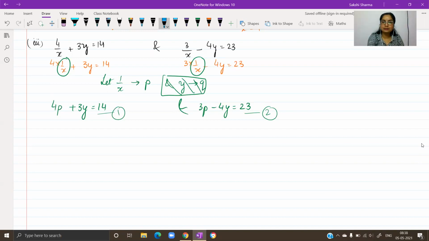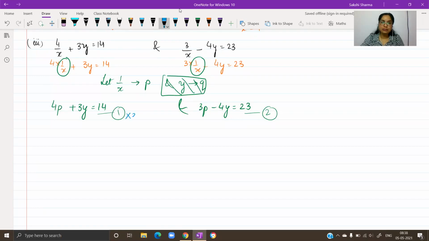Armanjot. Yes, ma'am. Beta, how would you solve this pair of equations? Ma'am, by elimination method. Okay. And how do I proceed for that? Ma'am, multiply the second equation with 4 and first equation with 3.